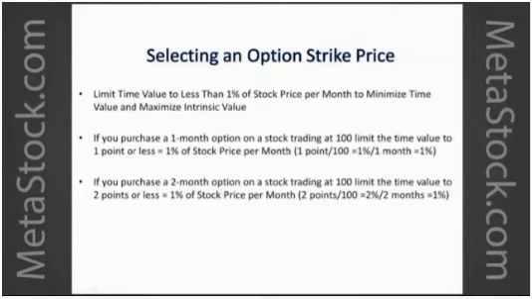And that would equal 1% of the stock price per month. So if we're trading a stock at 100 and we limit that time value portion to 1 point, that's 1% of the stock price per month. And if we purchased a 2 month option that was trading at 100, then you'd want to limit the time value portion of that option to 2 points or less, and that would equal 1% of the stock price per month. So 2 points divided by 100 equals 2%, divided by 2 months equals 1%.